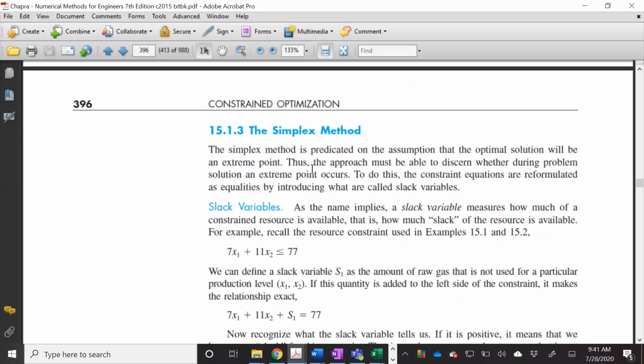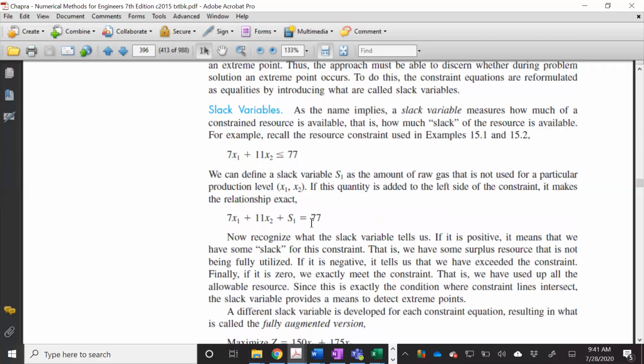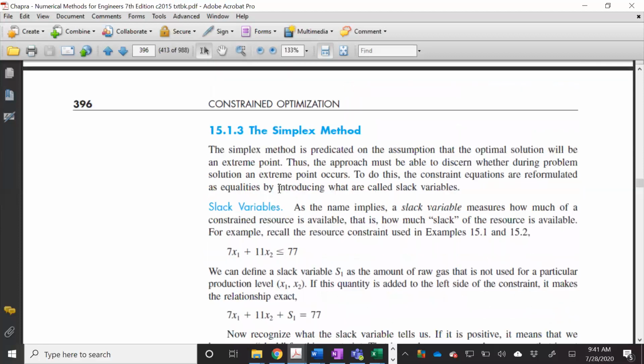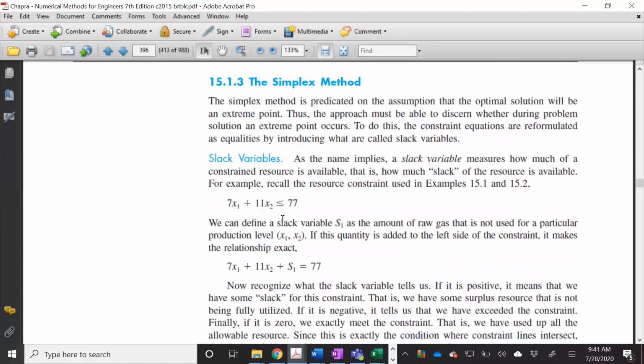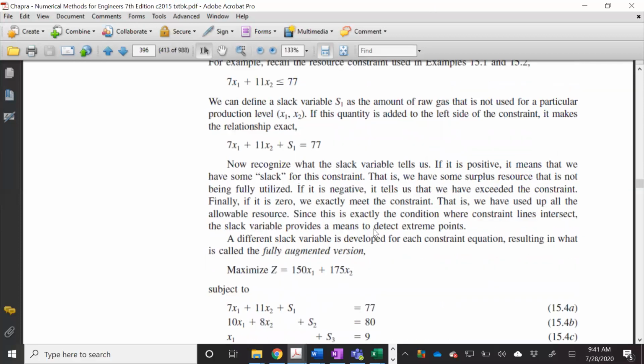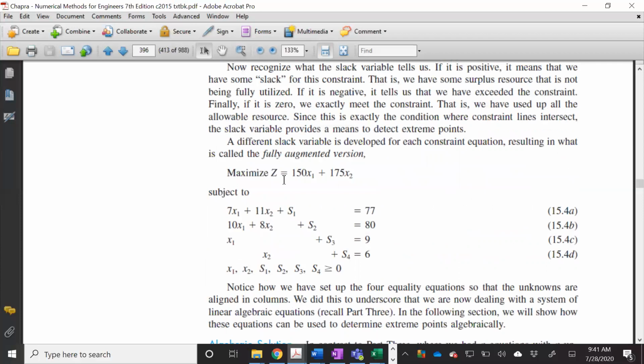The linear programming model is very important because it will determine whether your values are correct or wrong. First of all, as the name implies, slack variables measure how much slack of the resource is available. This is based on your equations. We use the same example but a different method, because we want to see whether the values are the same or not. So, the same question, from the equations.